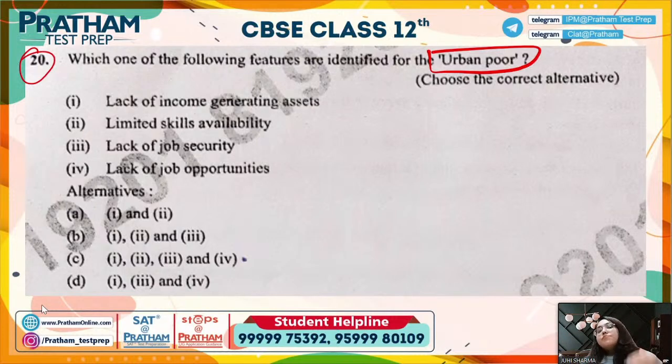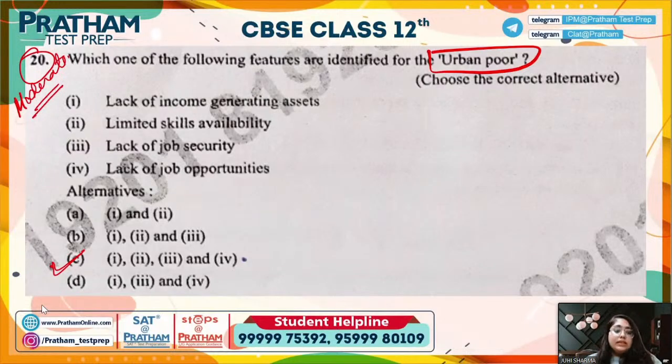Now according to me, all the four features are actually related to urban poor, right? चारों के चारों features जो है वो urban poor से related है. So option C will be the right answer. Lack of income generating assets, limited skill availability, lack of job security, and lack of job opportunities. All of these are related, but इन सम केसेस, और आपको ये भी लग सकता है कुछ जगह आपको ऑप्शन डी भी राइट दे सकते हैं, बिकॉज ऑप्शन 2 जो है लिमिटेड स्किल अवेलेबिलिटी इज नॉट आइडेंटिफाइड एज अ फीचर ऑफ अर्बन पुअर. तो यहाँ पर आपका थोड़ा सा डाइसी हो सकता है बिटवीन ऑप्शन सी एंड ऑप्शन डी, बट अकॉर्डिंग टू मी ऑप्शन सी इज द राइट आंसर. So I would say because of this dilemma I will put this question in a moderate category.